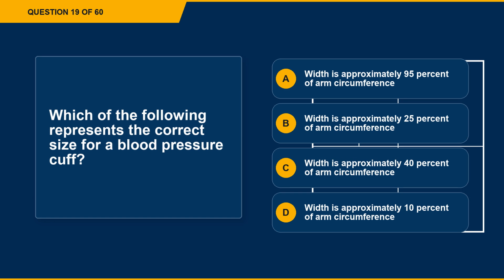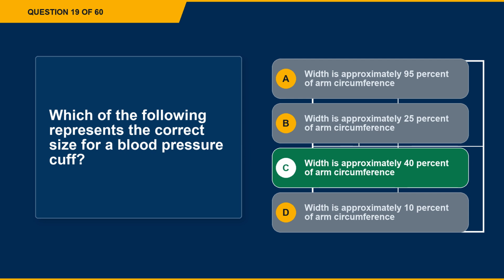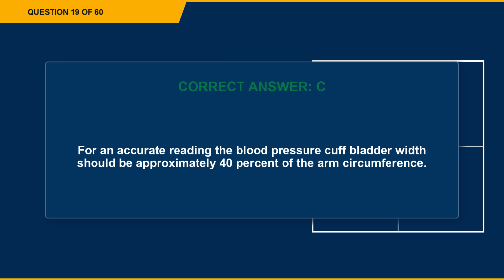Question 19. Which of the following represents the correct size for a blood pressure cuff? Option A, width is approximately 95% of arm circumference. Option B, width is approximately 25% of arm circumference. Option C, width is approximately 40% of arm circumference. Option D, width is approximately 10% of arm circumference. The correct answer is option C, width is approximately 40% of arm circumference. Explanation: For an accurate reading, the blood pressure cuff bladder width should be approximately 40% of the arm circumference.